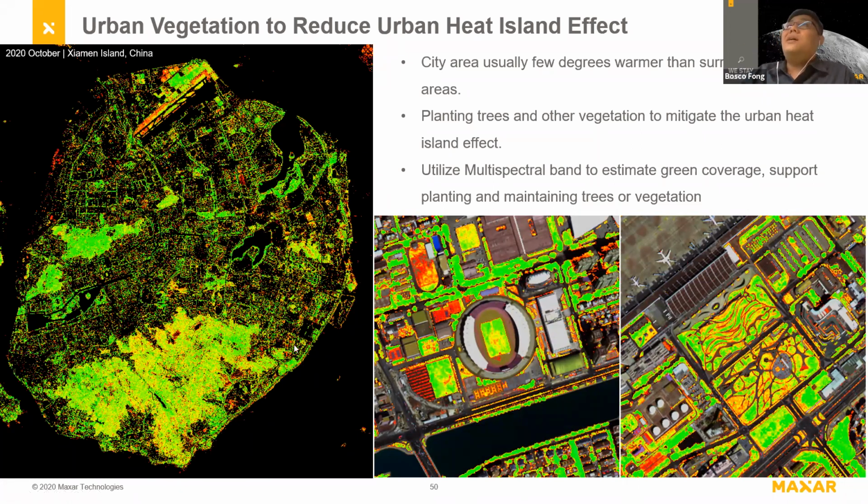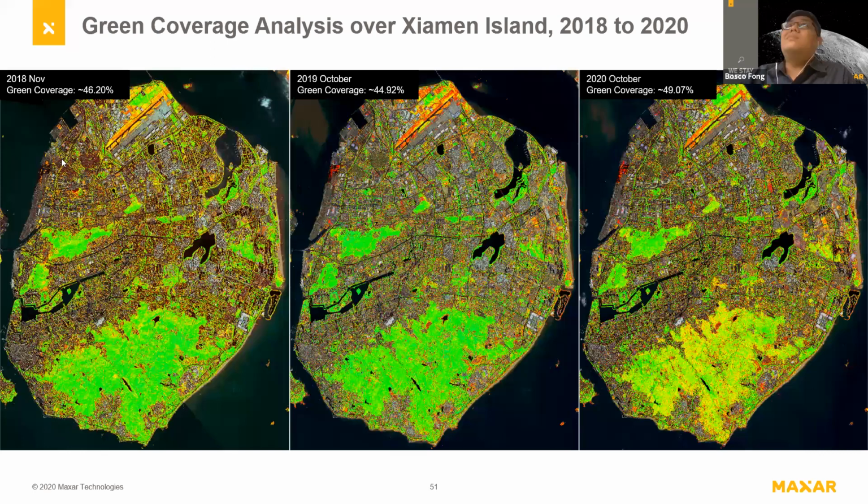Again, we applied this to a number of images from 2018, 2019, and 2020. This is Xiamen Island. From the first image, based on our calculation, the green area is about 46%. In 2019 it is 44%, so it dropped a little bit. And in 2020, this increased to 49%. I mean the vegetation coverage over Xiamen Island.